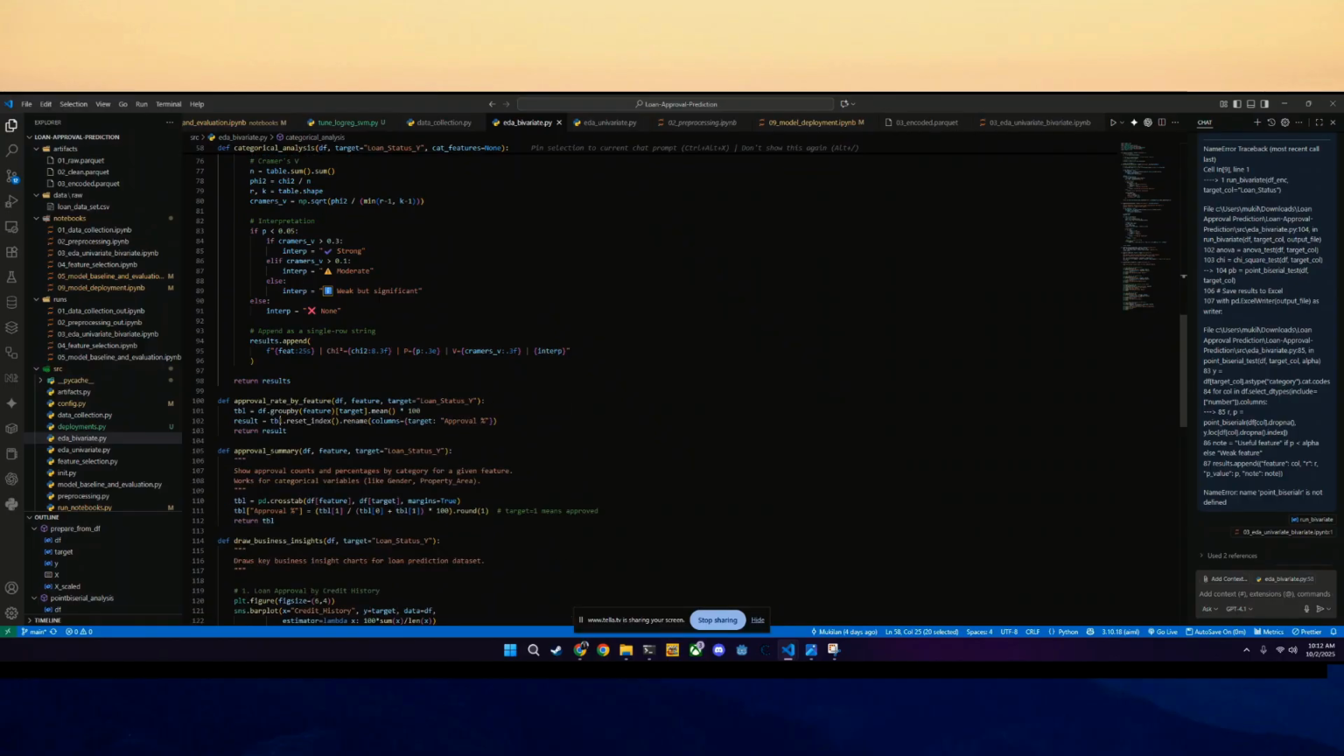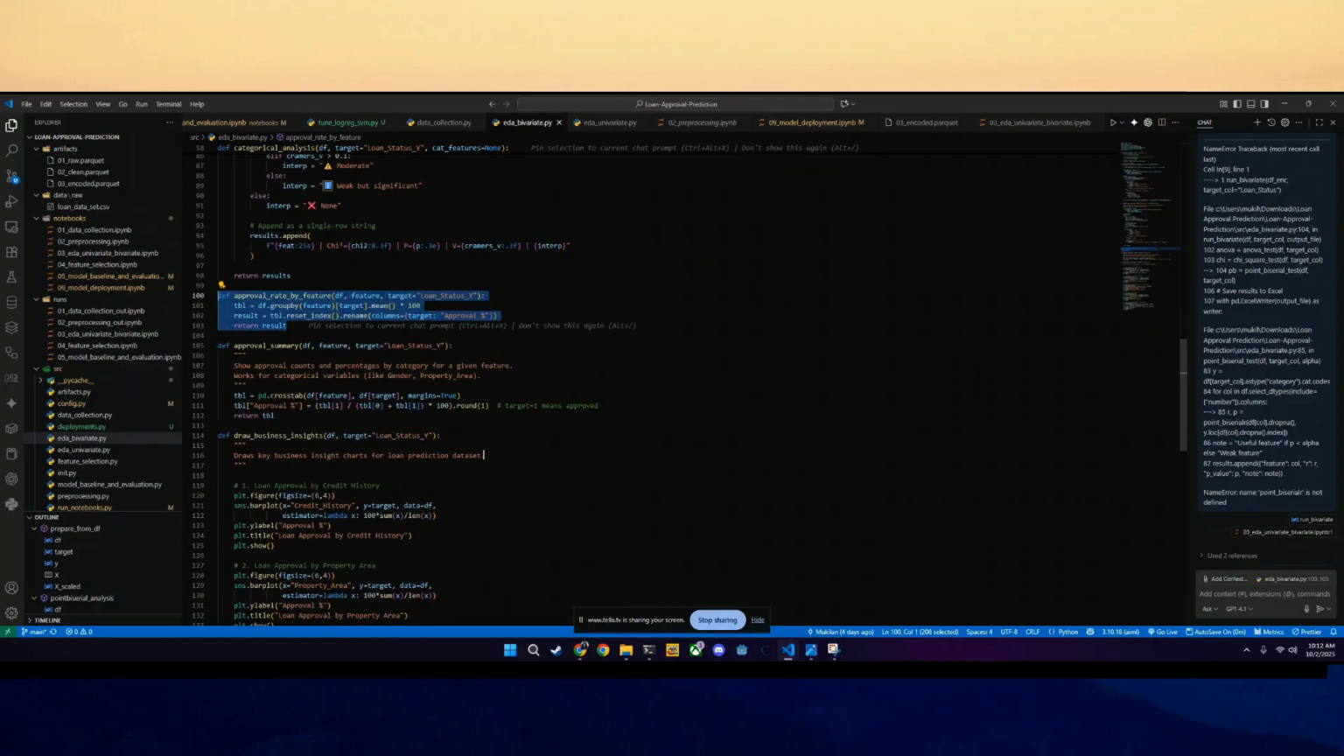Okay, fine. Let me move on to the approval rate by feature. This one can be used if you want to know the relationship between the target variable and any categorical column by grouping the people. Let's say we have the living area: urban, semi-urban, something like that. If you want to know which living area has a higher rate of approval chance, we can use this one. And the next one is the approval summary. Here also it's doing the same thing.